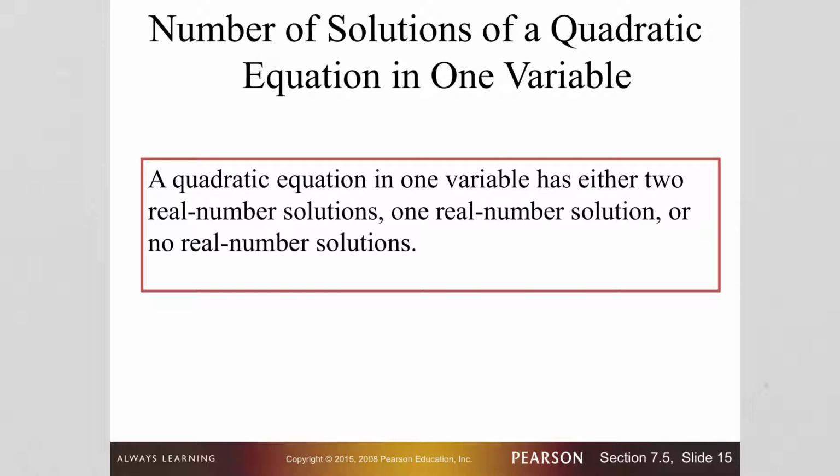Okay, so this page right here, it says a quadratic equation. Remember, quadratic has a highest exponent of 2, has either 2 real number solutions, 1 real number solution, or no real number solutions. So at most, it can have 2 solutions.